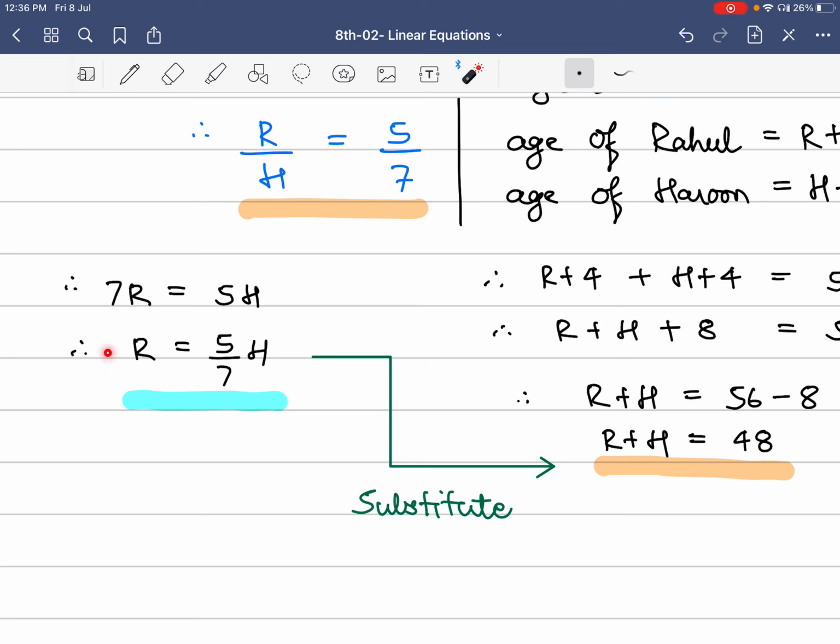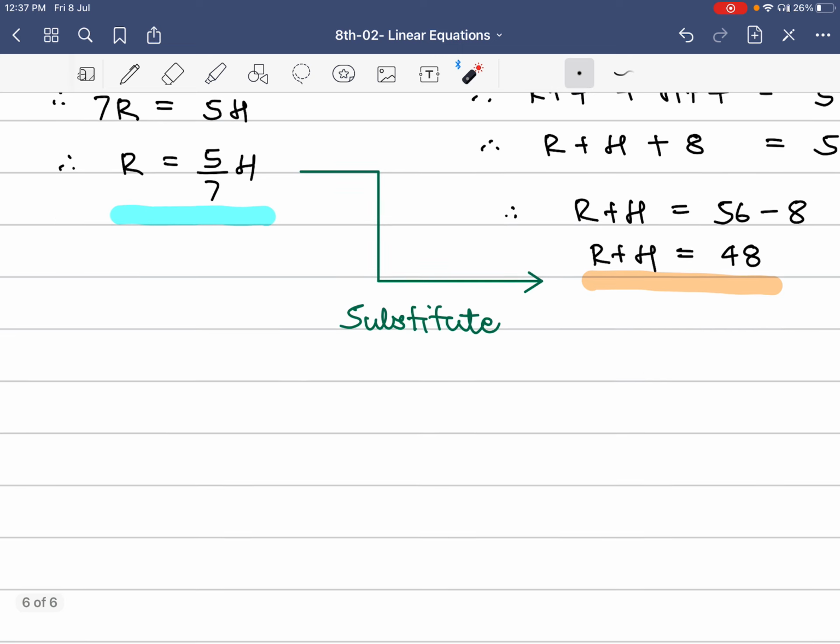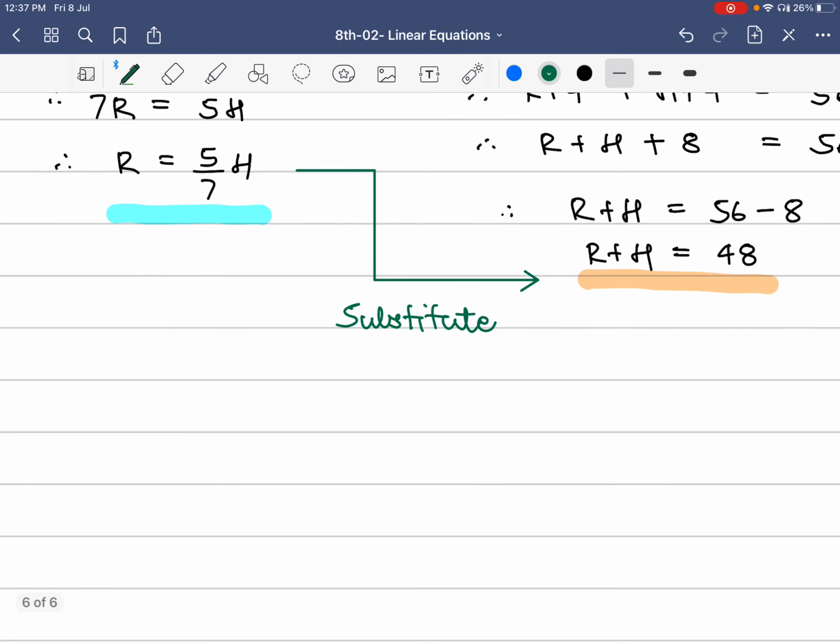If I substitute this value of R in this equation, I will get a one variable equation, which is what I want. I always want a linear equation in a single variable. So after doing this substitution, I should be able to do that. Let's see how it works. Instead of R, I'm going to write 5 by 7H plus the original H, that is equal to 48. Now we have a linear equation in one variable.